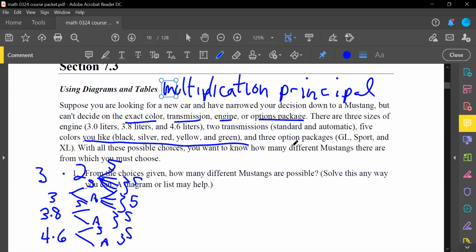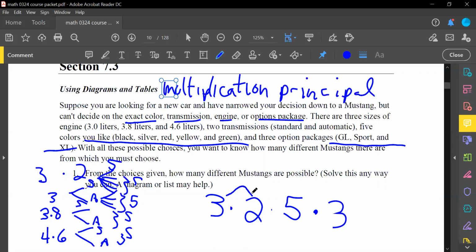And I've got 3 option packages: GL, Sport, and XL. So basically all I have to do is multiply each of the number of possibilities, and that gives me the total number of combinations. 3 sizes of engine is 3, 2 transmissions is 2, 5 colors is 5, and 3 option packages. If I multiply these together, 6 times 5 is 30, times 3, you're going to get 90 different combinations of Mustang. For something like this, all you have to do is multiply the combinations together.